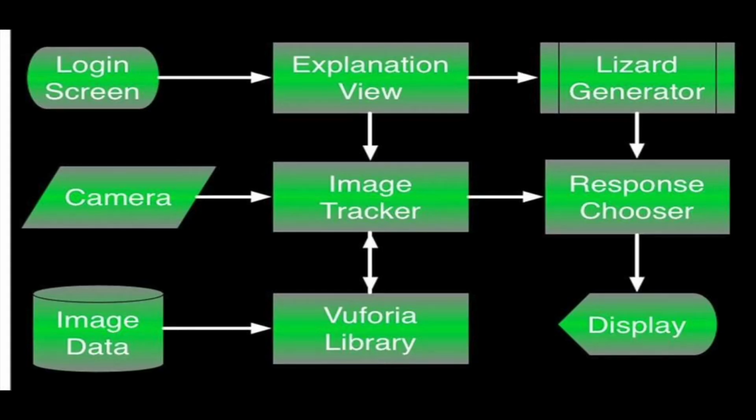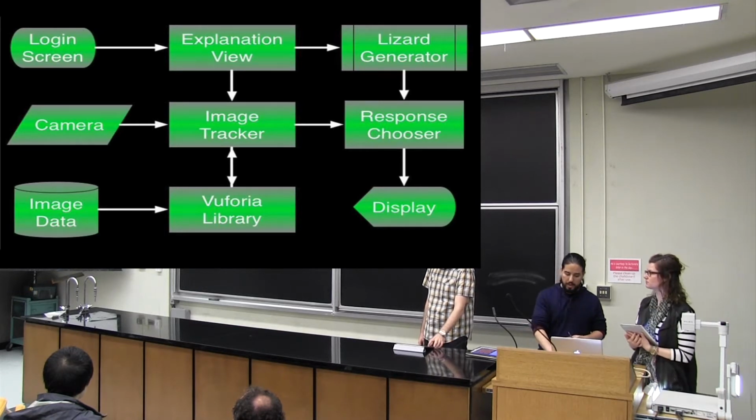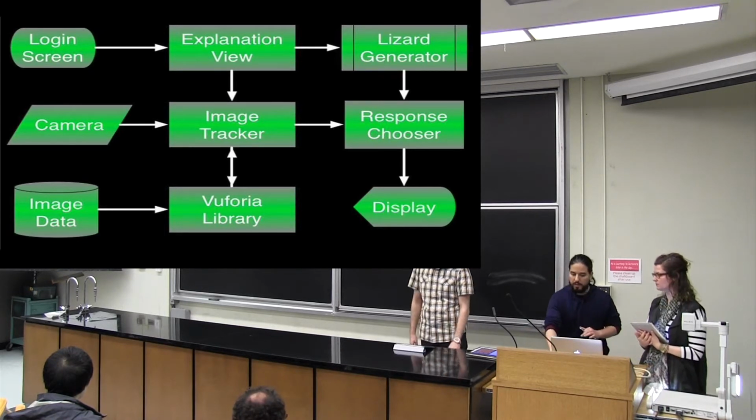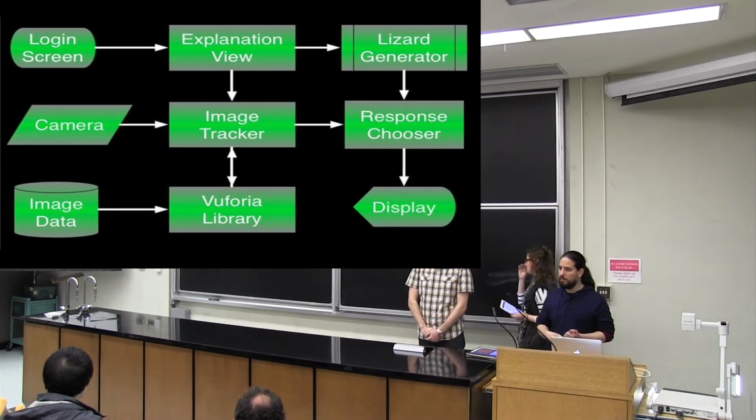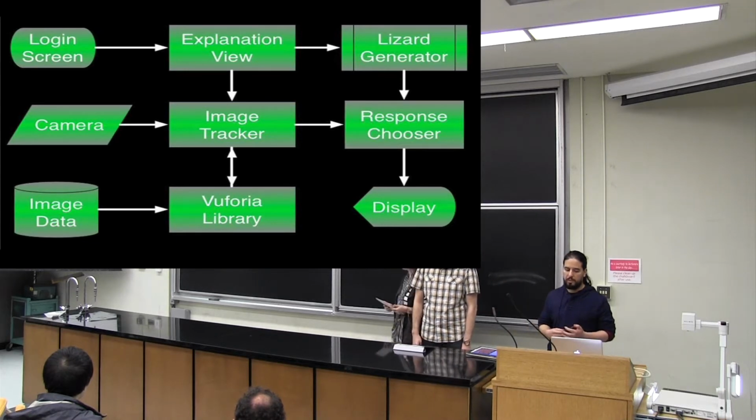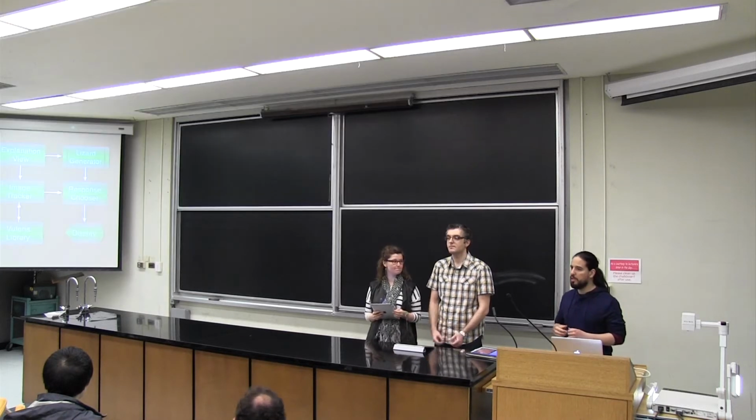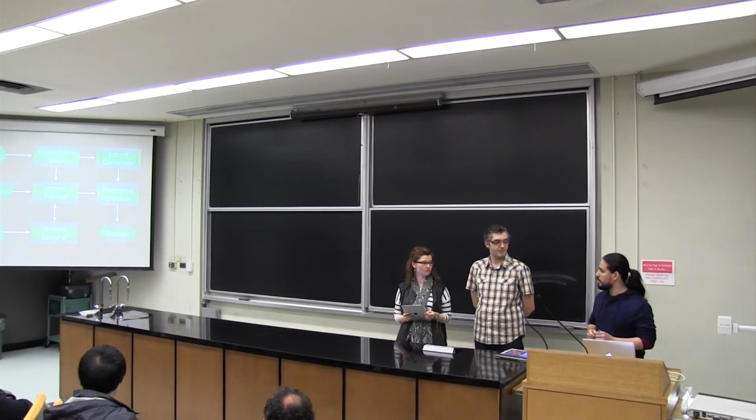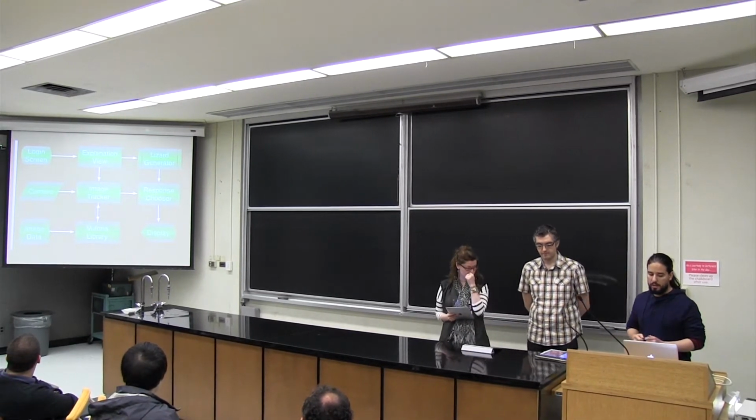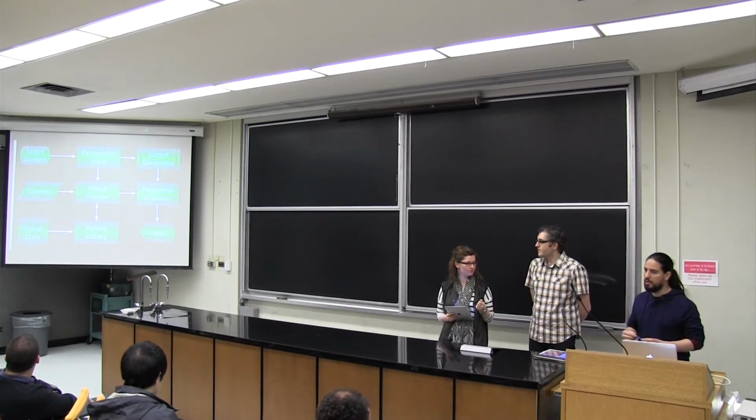For now, this is a short diagram of our app. On the login screen, the user can log in, entering their username, password, and age. They'll get an explanation telling the user how to use the app, by telling them to aim the camera at the objects and what will happen. Once they've done that, the image tracker will start, and as they scan using their camera, the library will be used to match the images to the data that we have. And when an image is tracked, the response will come up and be shown on the screen.